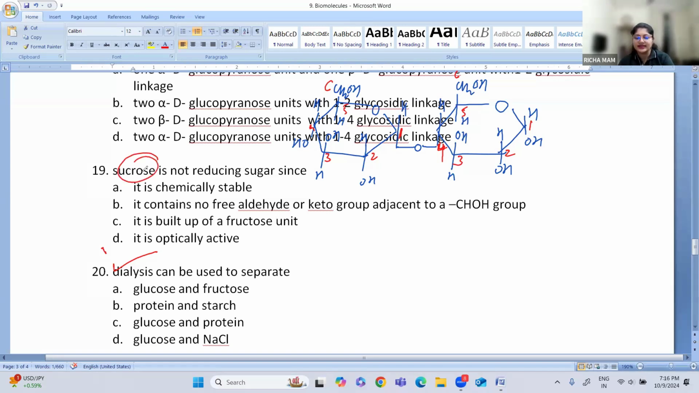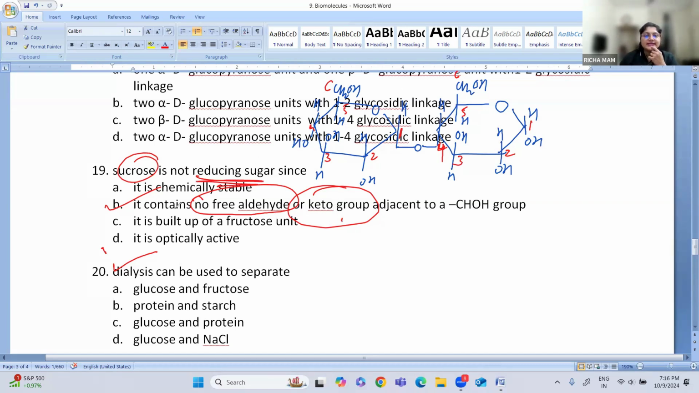Sucrose is a disaccharide. Here, what does it consist of? It consists of two monosaccharide units, and these two monosaccharide units have a reducing center, the aldehydic or ketonic group. But they are not reducing, so it is not a reducing sugar. Why is it not a reducing sugar? Because they do not have any free aldehyde or ketone group. Because of that, it is not a reducing sugar.